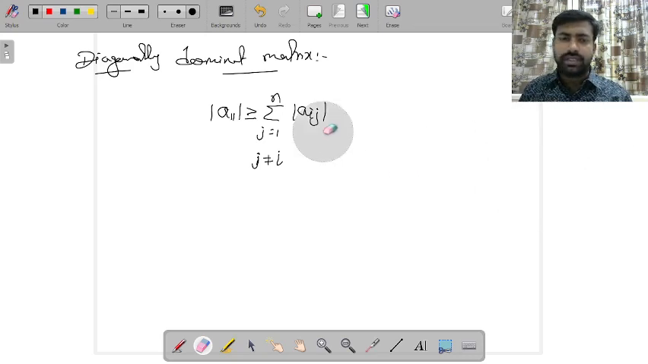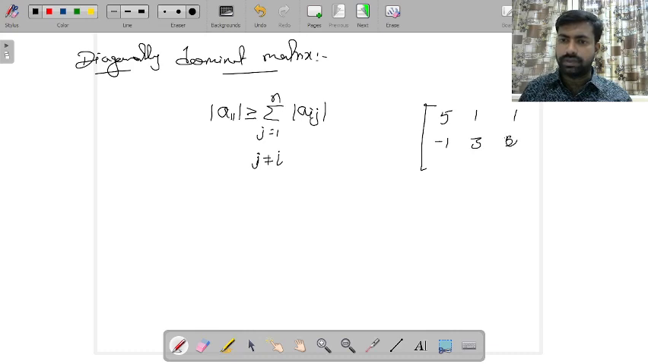Okay, so let us see an example of a diagonally dominant matrix: 5 1 1, negative 1 3 0, and 1 2 4. This matrix is diagonally dominant. Why? Because 5 is bigger than this sum, and 3 is bigger than the sum where we take absolute values. The absolute value of negative 1 is 1, so 1 plus 0 is smaller than 3, and 4 is bigger than 1 plus 2.